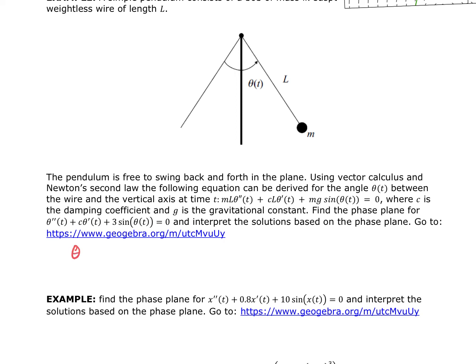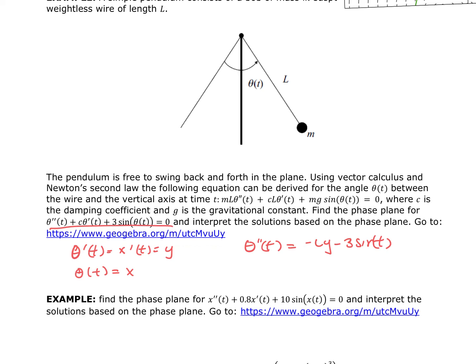So I'd say theta prime of t, which when I'm using GeoGebra is my x prime of t, I'm going to let it be y. That means my theta of t is equal to x. That means theta double prime of t for this equation is going to be negative cy minus 3 sine of t. I'm going to go out to GeoGebra and put that information in.